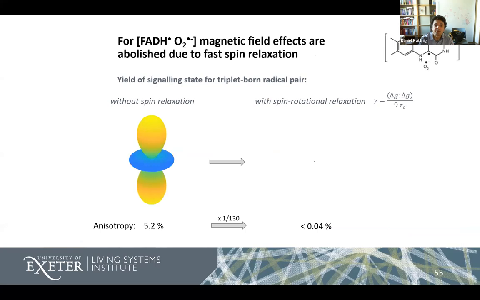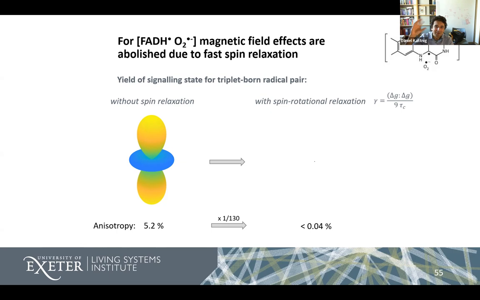This is, however, an even bigger problem with superoxide. Because superoxide is a very peculiar molecule, it has a degenerate highest occupied molecular orbital, as you might know from the molecular orbital structure of oxygen. And this means that there is a non-zero orbital angular momentum in addition to the spin angular momentum. And this orbital angular momentum couples to the spin angular momentum. And the orbital angular momentum is furthermore strongly coupled to the motion of the superoxide, to its intrinsic rotation.